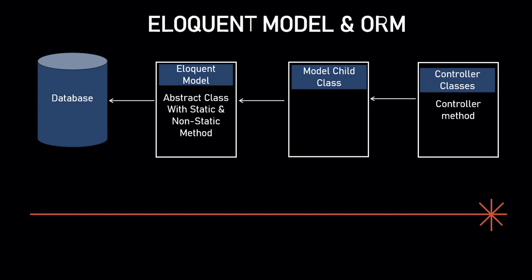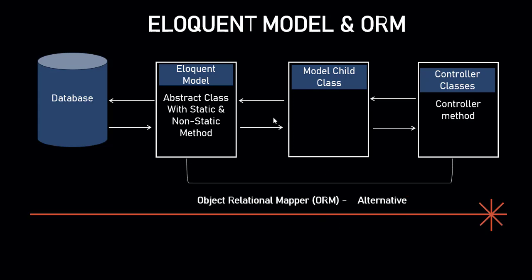The child model class stores or retrieves information from the database and logically provides the required data to the controller method. The entire process in which the child model class completes the controller request by using the static and non-static methods of its parent model class to perform database operations is known as ORM, which stands for Object Relational Mapper. ORM is an alternative to writing raw SQL queries. It handles DML, data manipulation language operations, and makes complex database queries easy to write and manage.